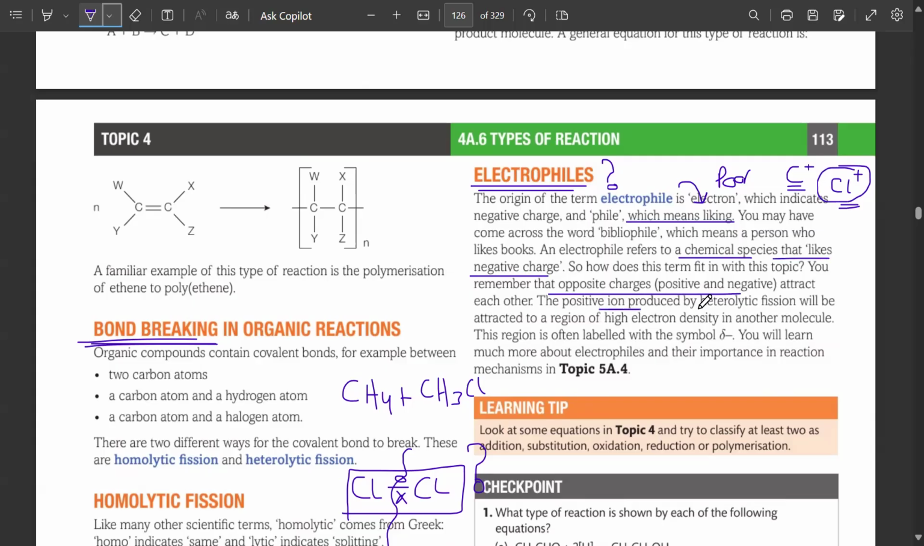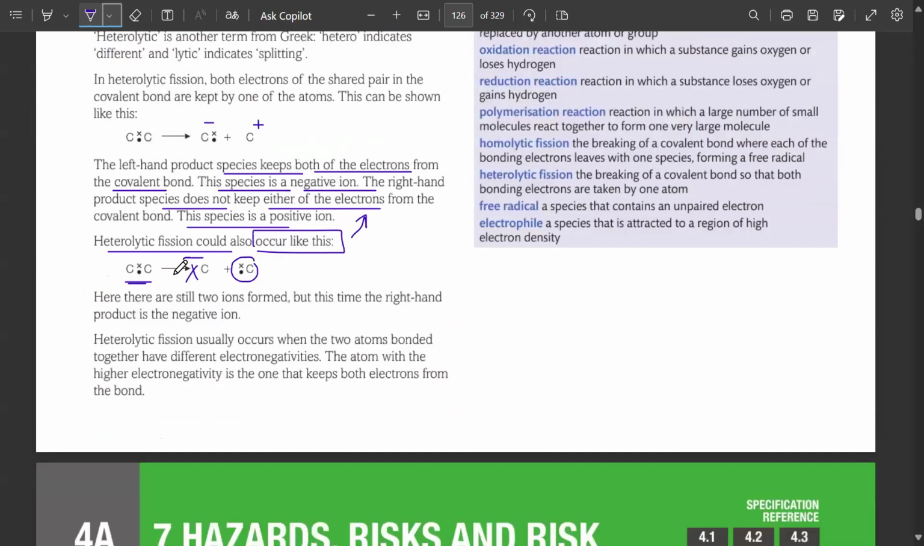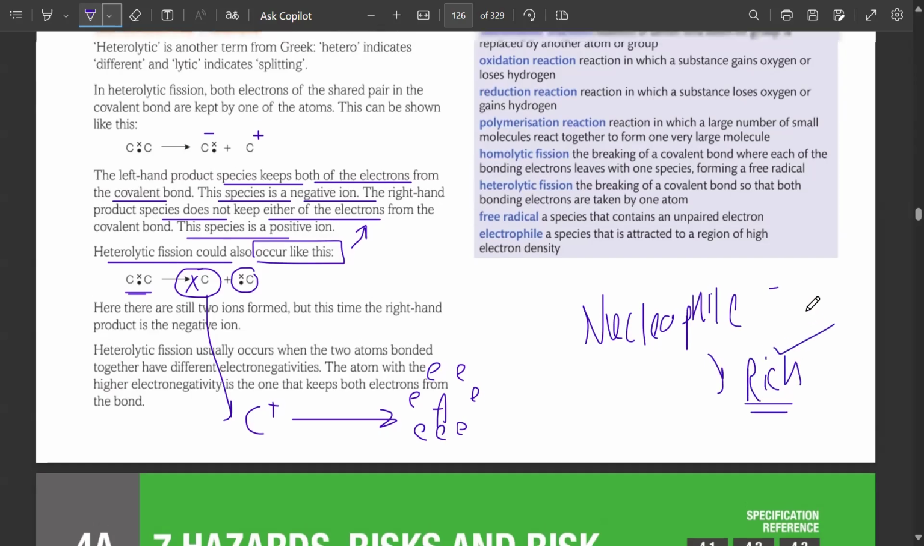The positive ion produced by the heterolytic fission will be attracted to a region of high electron density in another molecule. Now, this one was left with nothing. It has become a plus sign and it's going to attract to any atom that would be having electrons. The one having electrons is known as nucleophile, the rich one. This is the negative, rich one, the one with very, very many electrons, a lot of electrons. This is the rich one.